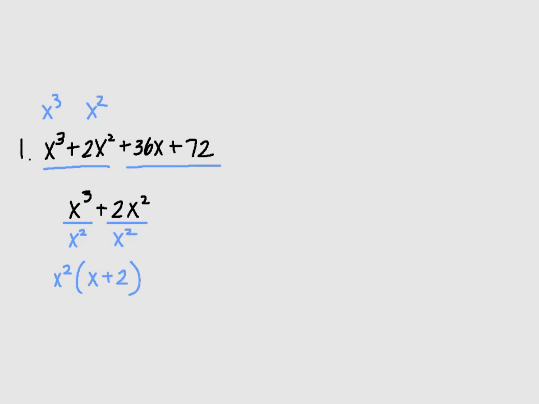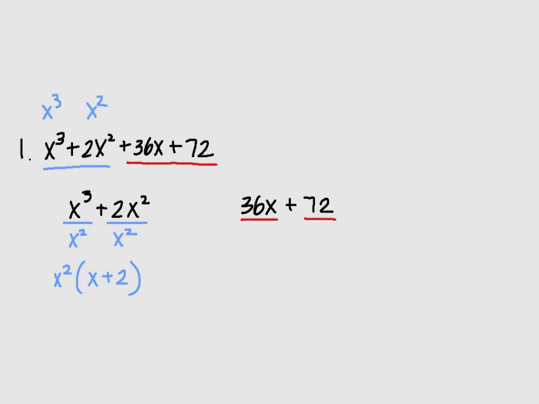Okay, so that was my first group, x cubed plus 2x squared, and now I'm going to look at my second group. I have 36x plus 72. Seeing what is my greatest common factor in this grouping, well, I have an x in the first term, and I don't have an x in my second term, so I can't factor out an x.